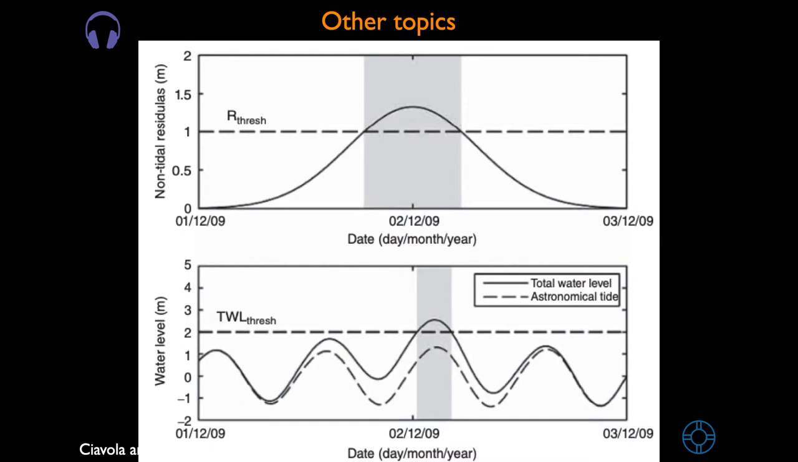The fact that this event commenced at a period of relatively low tide, however, means that when considering only the TWL, the event only became a storm according to this definition, TWL threshold above 2 meters, following the onset of high tide some 6 hours later. The duration of the storm in the lower graph is also considerably shorter.